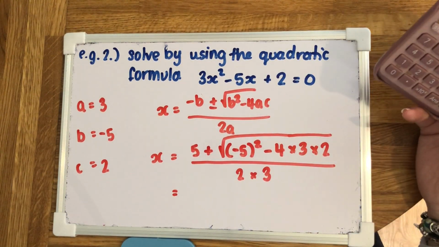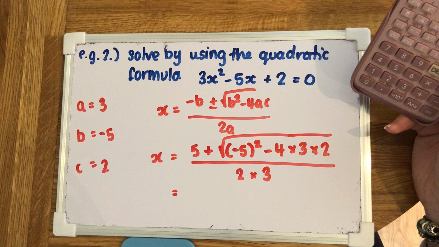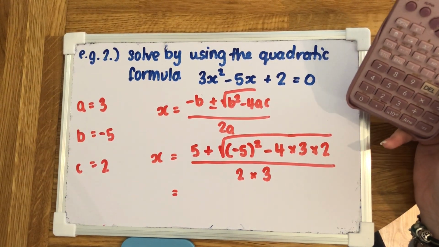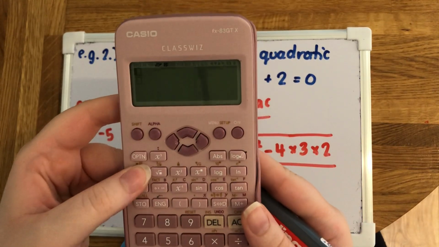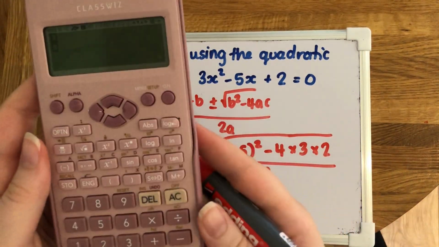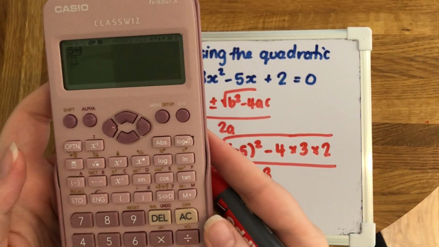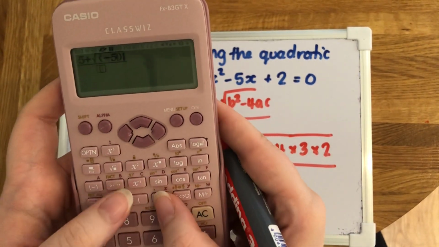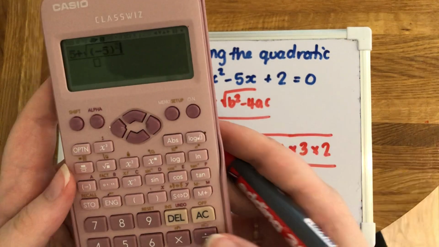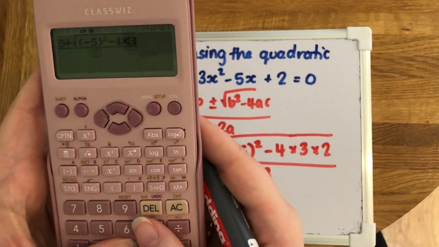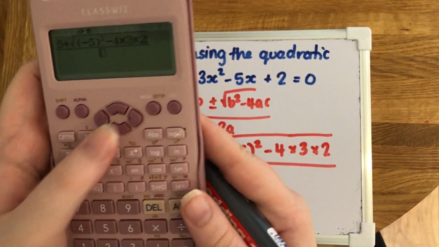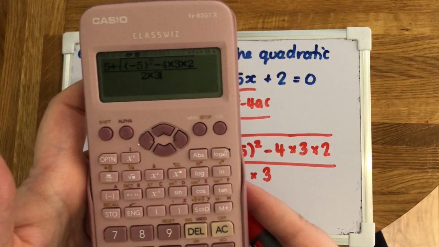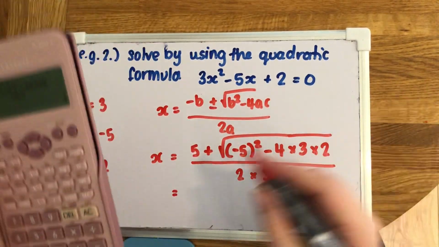You can put the brackets in if it's positive, but obviously it's a bit easier because a positive times a positive will give you a positive, and the calculator knows that. So again, we're going to type it into a calculator. So fraction sign, 5, add the square root, remember the brackets, negative 5 squared, subtract 4 times 3 times 2, click down, and then 2 times 3 on the bottom. Okay, equals, and that gives us 1.